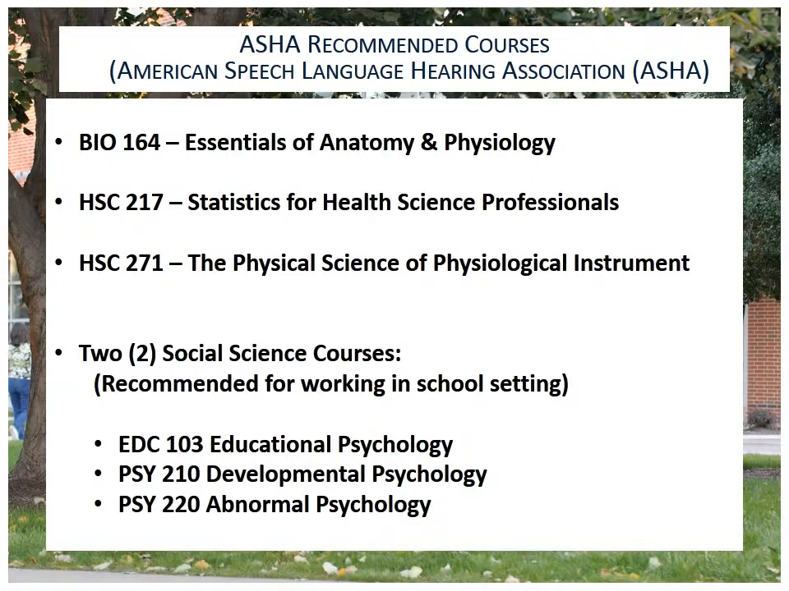So this screen outlines the ASHA requirements for LaSalle, the American Speech-Language-Hearing Association. It's Bio 164, which is Essentials of Anatomy and Physiology. HSC 217, which is Statistics for Health Science Professionals. HSC 271, which is the Physical Science of Physiological Instrumentation, and 2 social science courses, which are recommended for those interested in working in a school setting. The social sciences include educational psychology, developmental psychology, and abnormal psychology. So again, these are LaSalle's ASHA recommended courses.